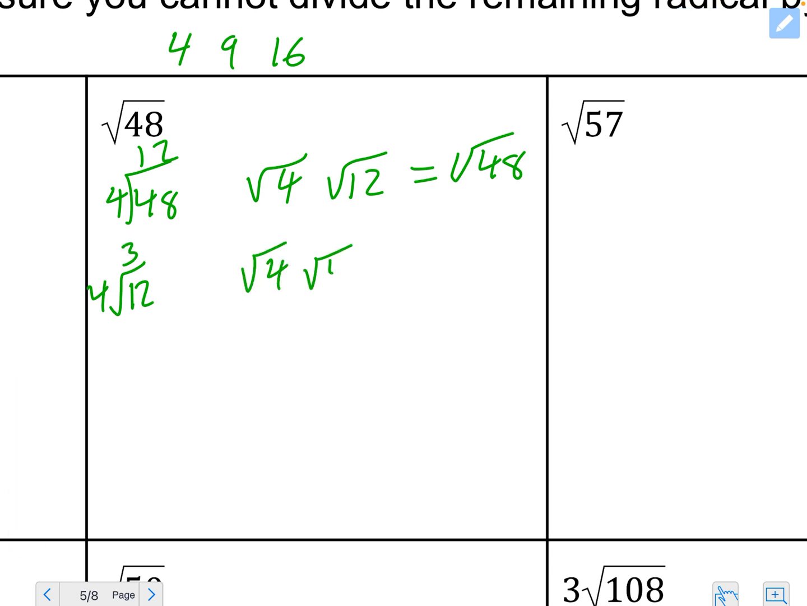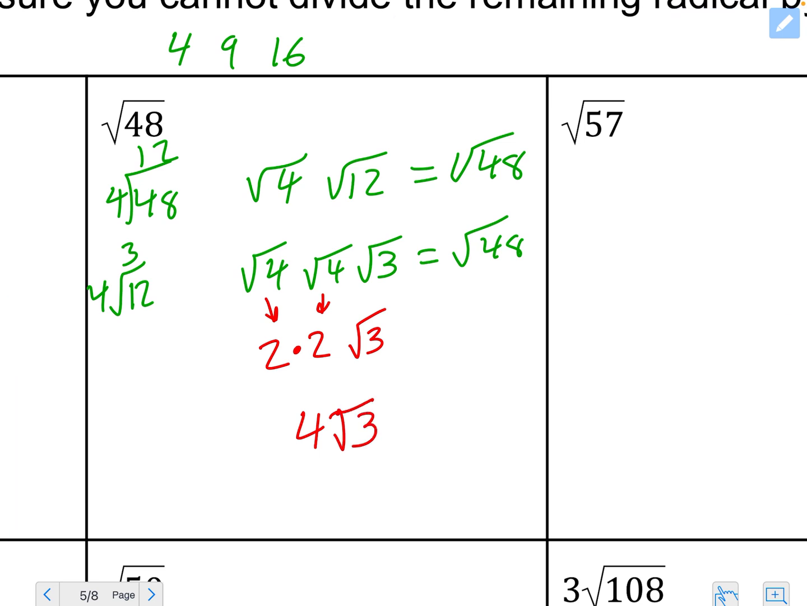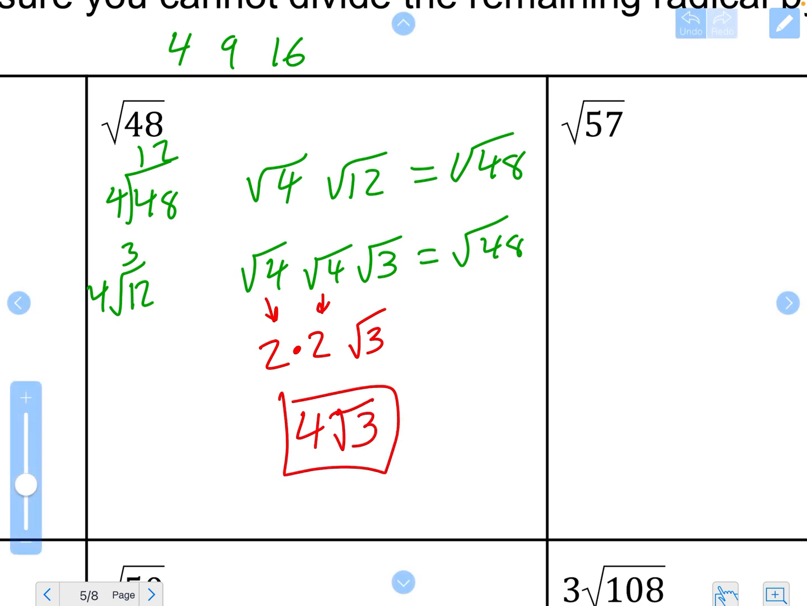We know that 12 becomes the square root of 4 and the square root of 3. And again, what I've written there is the exact same thing as the square root of 48, because 4 times 3 is going to get me the number 48. So I know that the square root of 4 is a perfect square, and so I know that it's 2. I'm going to put a little multiplication dot there, and I know that the square root of 3 is as simple as it can be. So my final step is 2 times 2, so I'm going to get 4 square root of 3.